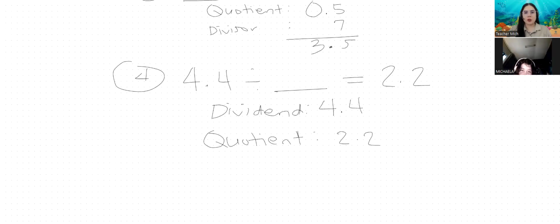So the quotient is always located where? Inside or outside our long division symbol? That is outside. Okay. And the dividend is located inside. Okay, very good. Can you now please divide them?